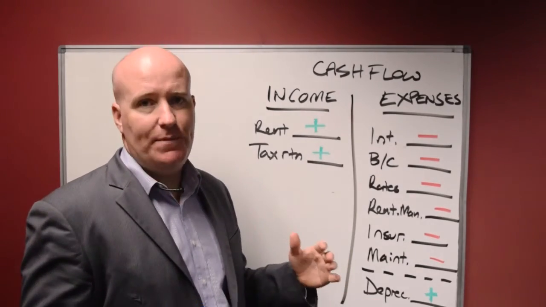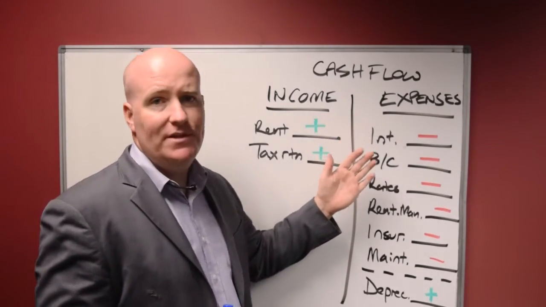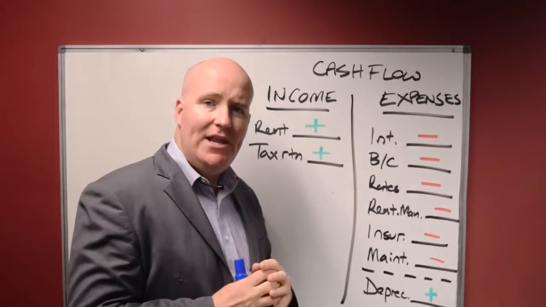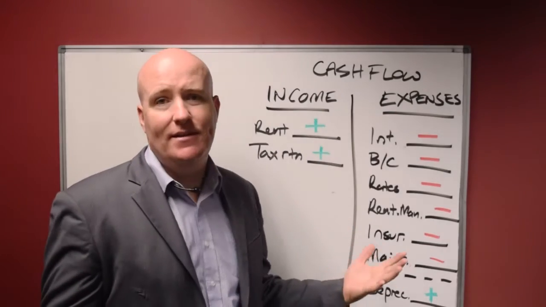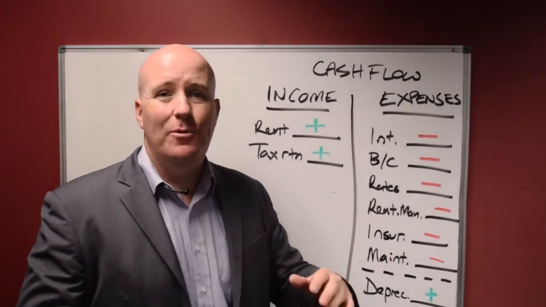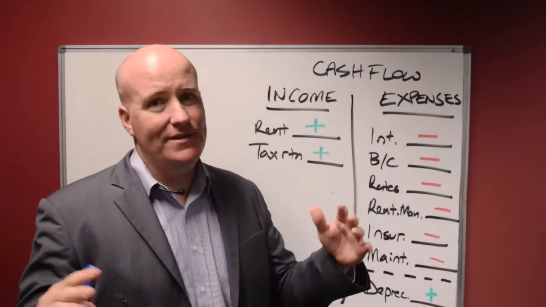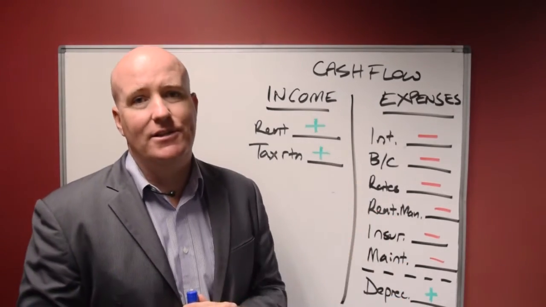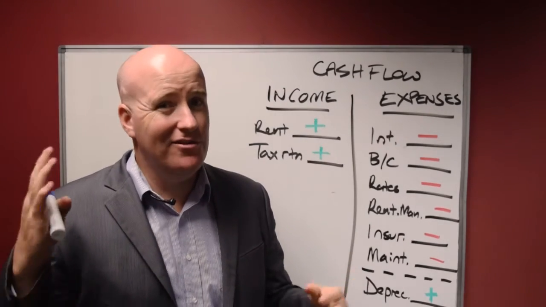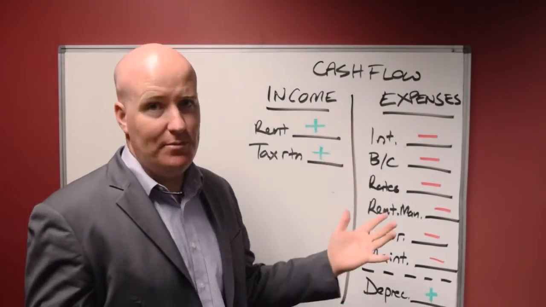And then we've got the expenses. Now, there's a whole heap of expenses: loan payments, body corporate fees, rates, rental management fees, insurance and maintenance. Each of those can blow your cash flow out of the water. You might have a ripper of a yield. You might have a 7, 8, even higher percentage yield, but then at the end of the day, you're still not making any money. You scratch your head, you wonder why. Well, some of these might be the culprit.